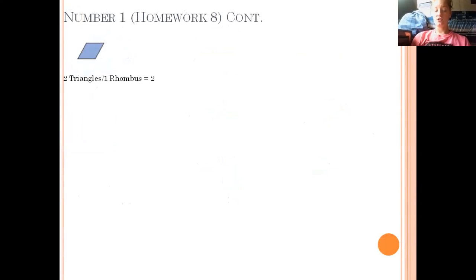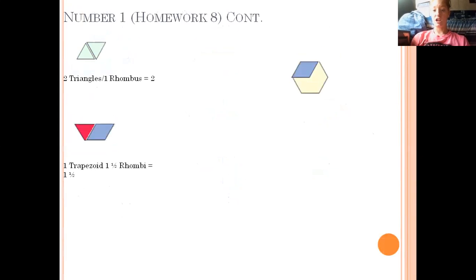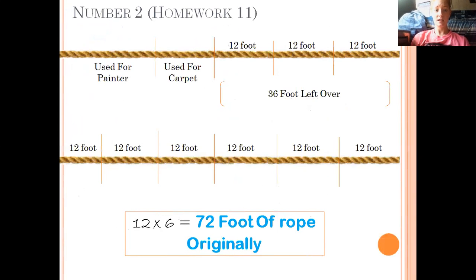For every 2 triangles, there's 1 rhombus. So that is 2. For every 1 trapezoid, there's 1.5 rhombi. So that's 1.5. For every 1 hexagon, there are 3 rhombi. So that is 1/3. All right, so let's move on to number 2. It's our homework number 11.